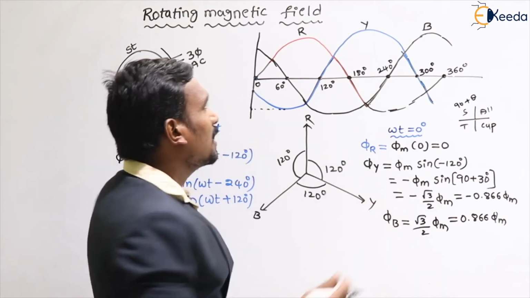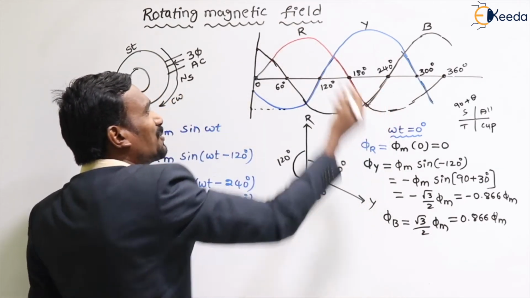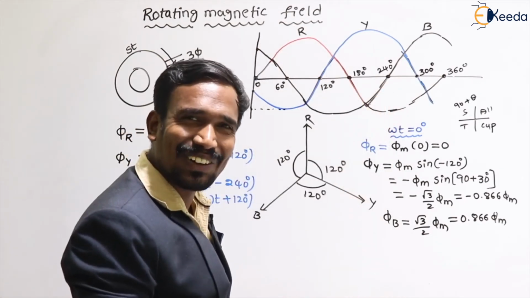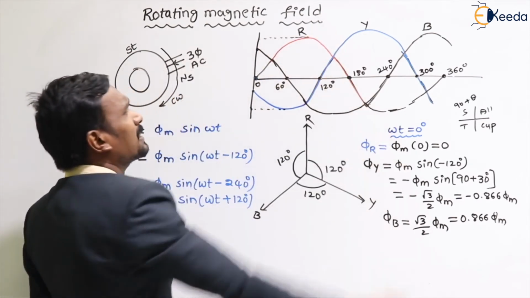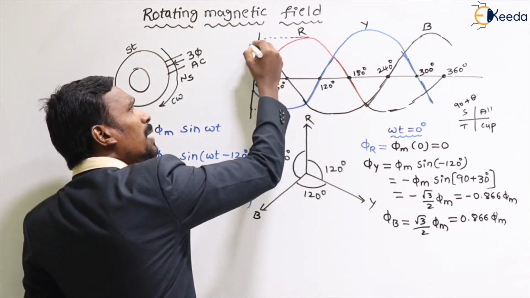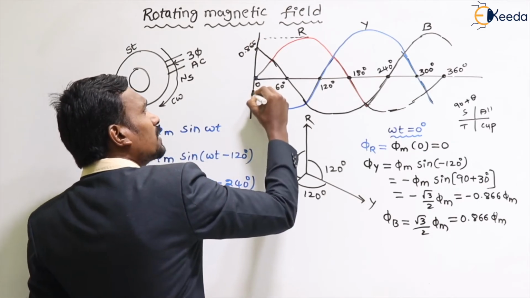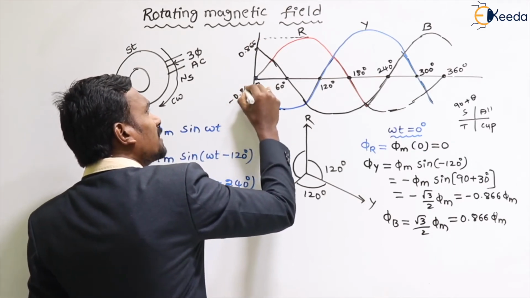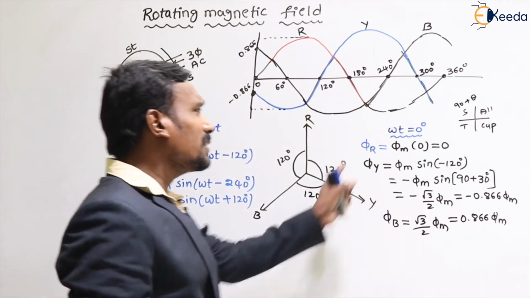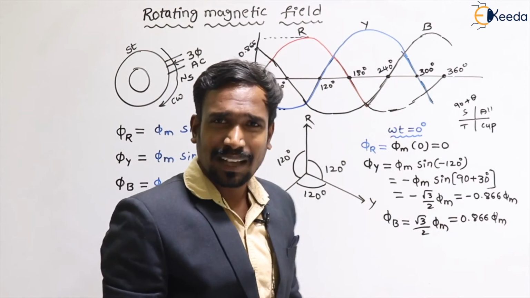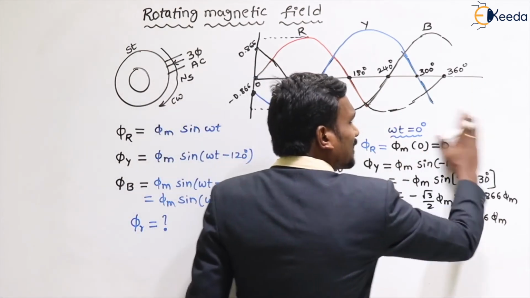What about the B phase? See, where is my B phase? Of course, this is positive, but not the maximum. Yes or no? It is less than the maximum. How much is it? 0.866. Of course, the Y phase is minus 0.866, exactly 0.866 times the maximum. This is for the R phase. I calculated the exact analysis for each phase.